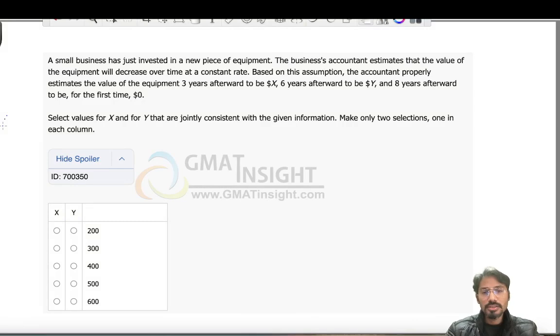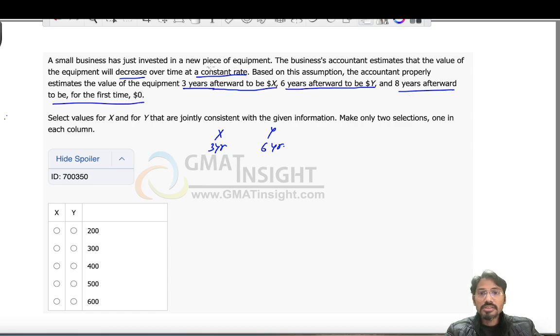In this video, we will again discuss a question of two-part analysis, which is a quant-based question. Let's just quickly read through it. A small business has just invested in a new piece of equipment. The business's accountant estimates that the value of the equipment will decrease over time at a constant rate. Based on this assumption, the accountant properly estimated the value of the equipment 3 years afterwards is X and 6 years afterwards is Y. So X is 3 years later and Y is 6 years later. And 8 years afterwards to be for the first time 0. So 8 years afterwards it becomes 0 and it's decreasing at a constant rate.